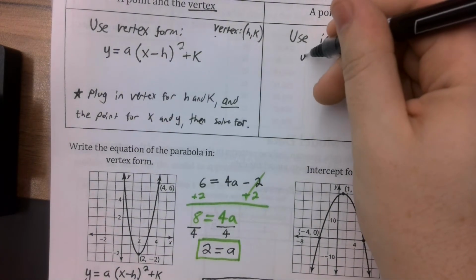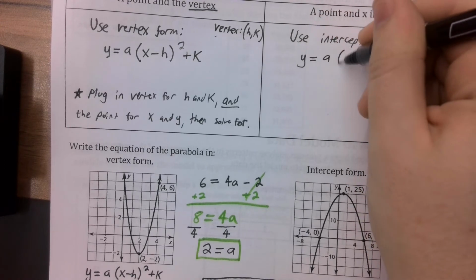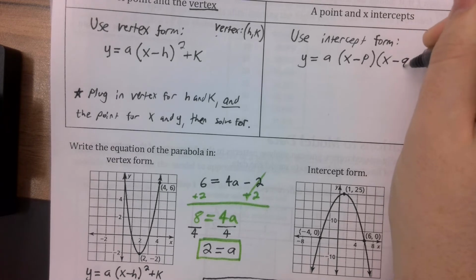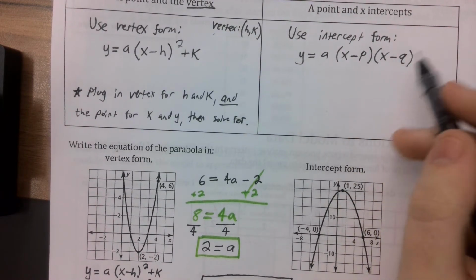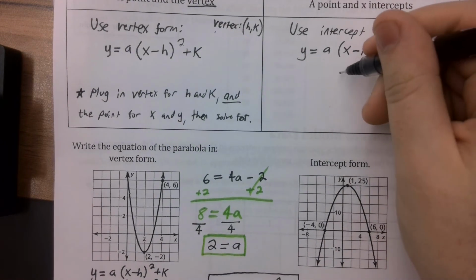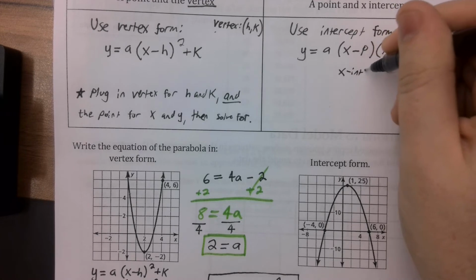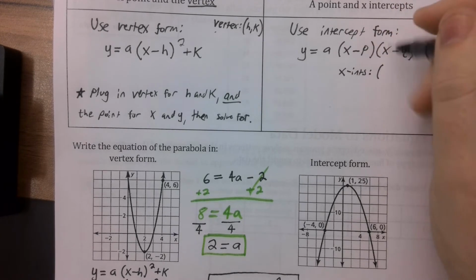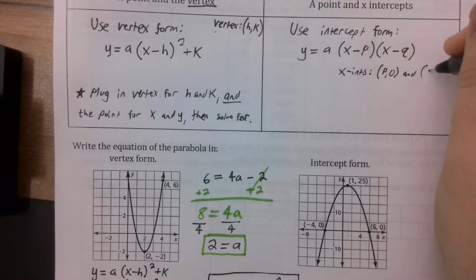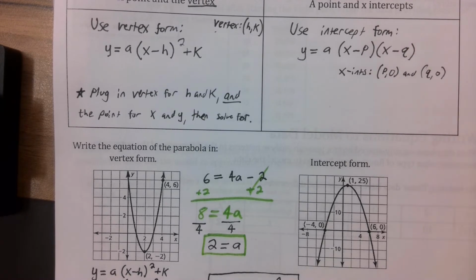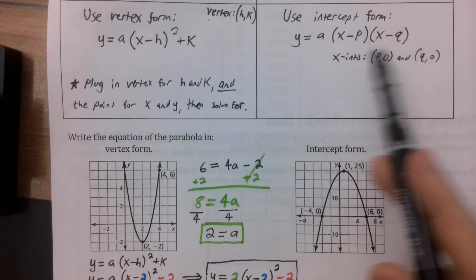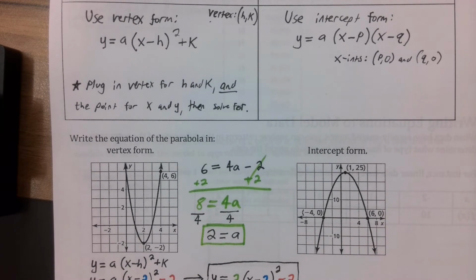As a reminder, that's the one that goes y equals a times x minus p times x minus q, where p and q are your x-intercepts. So your x-intercepts here are (p, 0) and (q, 0). If p is like 3, it'll be x minus 3. If q is like 10, it'll be x minus 10. Those are your intercepts.